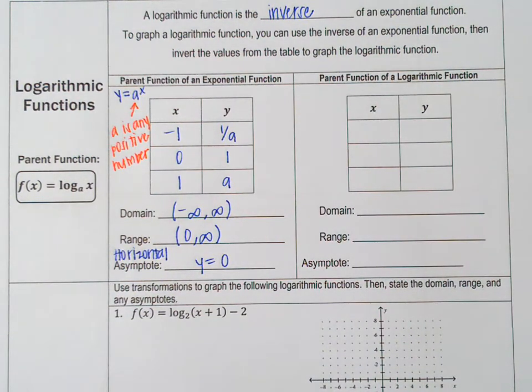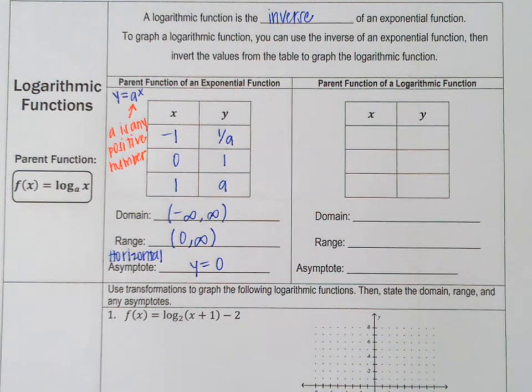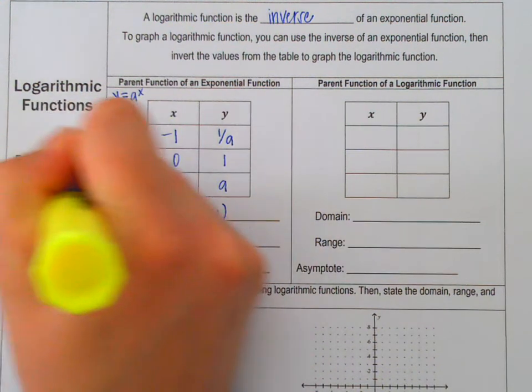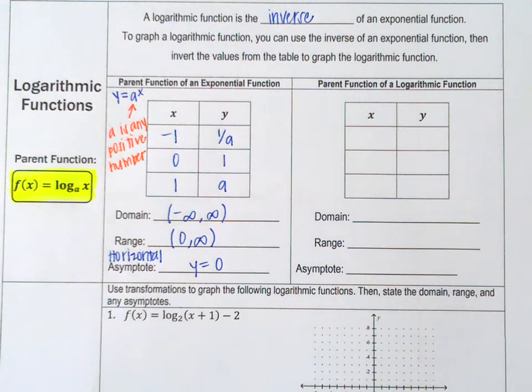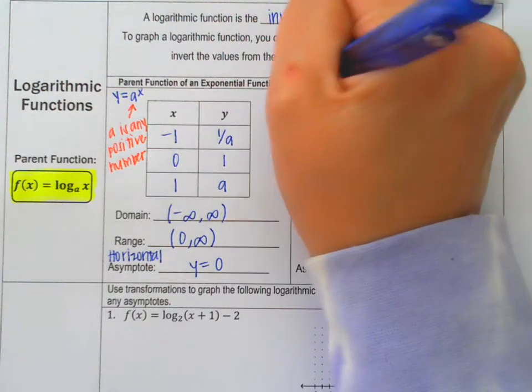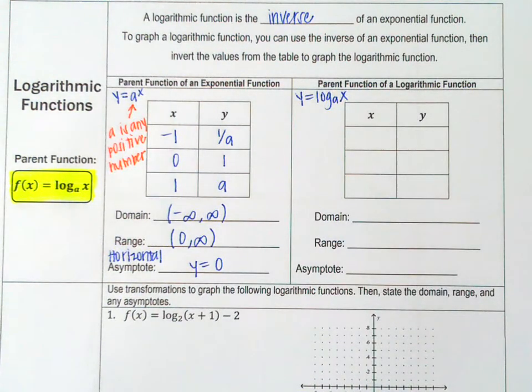Now, like we talked about in the last video, a logarithmic is the inverse of an exponential. And so the parent function of a logarithmic function is this: f of x is equal to log base a of x. And again, we can write it over here: y equals log base a of x. So remember, if you remember from, I think it's 5-2. It's either 5-2 or 5-1. I think it's 5-2. I don't know.